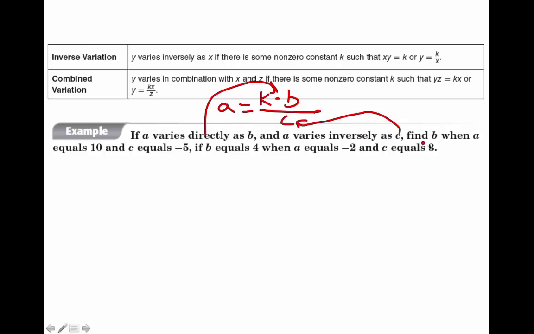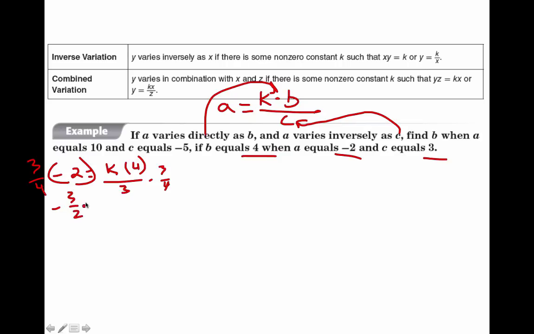So if you're going to find B when A is 10 and C is -5, then the first thing we need to do is figure out what K is, if we're going to do that method. So we can do that by taking A is -2, C is 3, B is 4. I'm going to plug those in. A is -2, looking for K, B is 4, and C is 3. So when I multiply by 3/4, I get -3/2 is K.